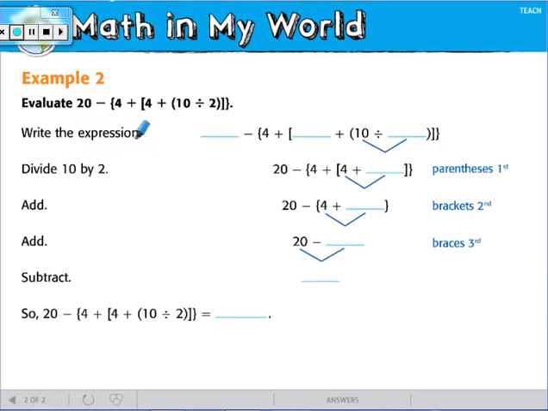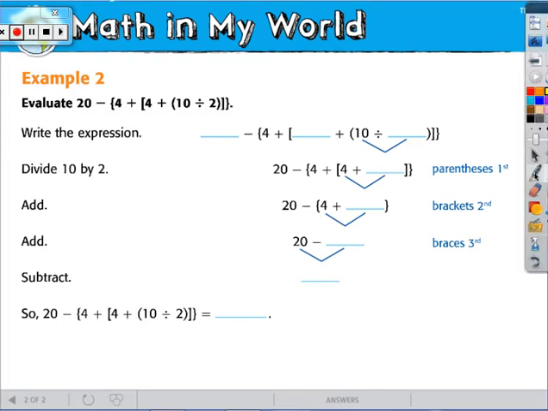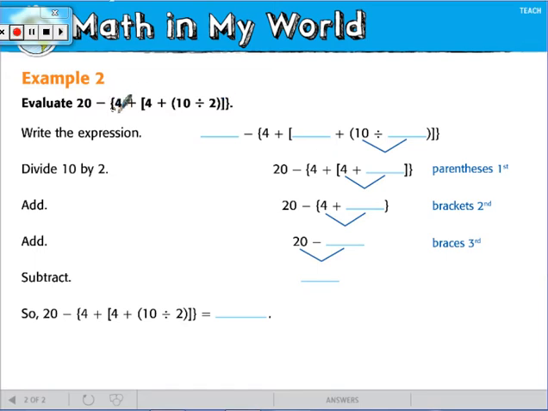Number 2. Now, example number 2 is a little bit different. They have what you call brackets and braces along with their parentheses. All that means is there's parentheses inside parentheses. So if we say that we're going to do parentheses first, let's take a look. Okay, we know that we're going to do parentheses first, right? Well, here's our first set. These are actually called braces.